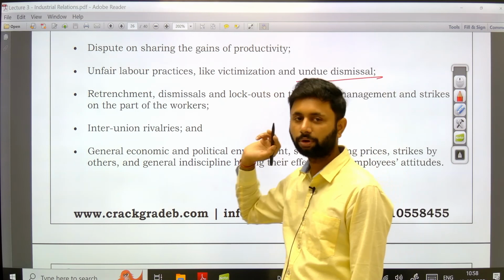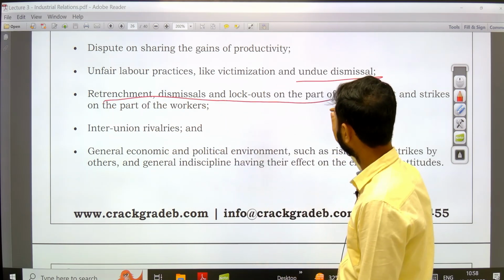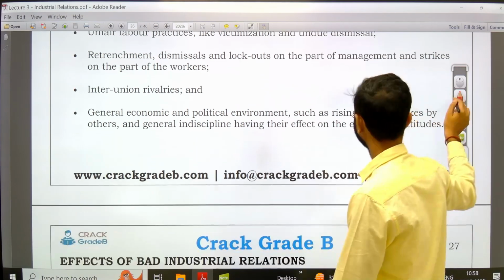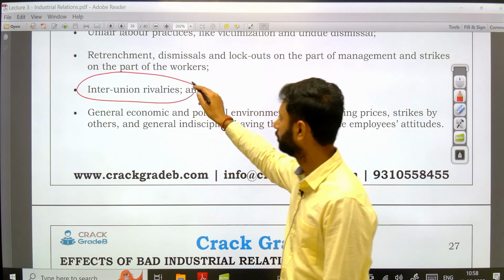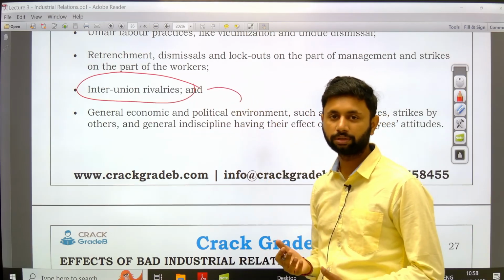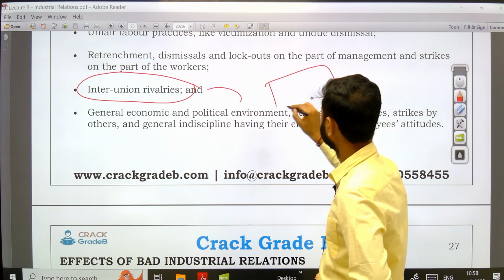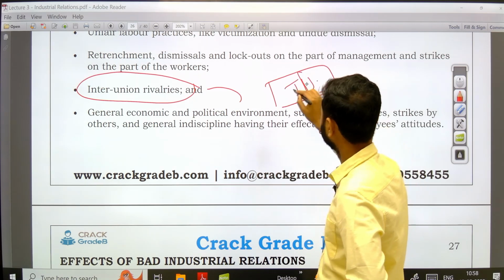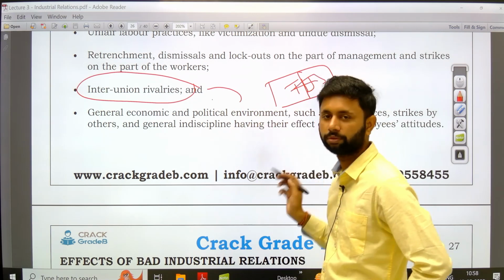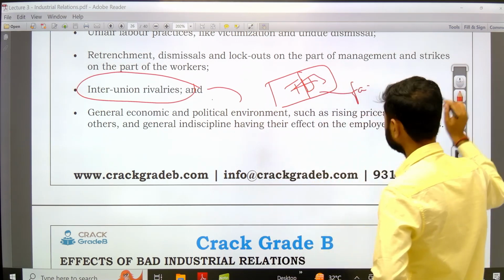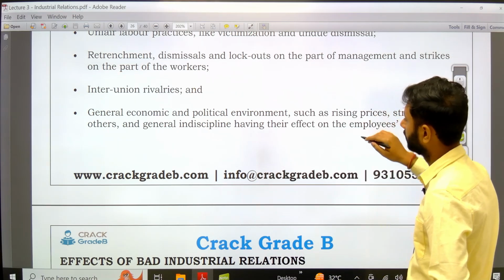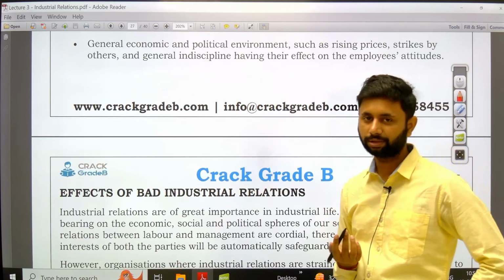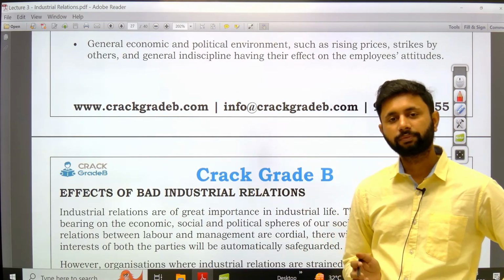Undue dismissal, we've talked about retrenchment, dismissals, lockouts on the part of management and strikes on the part of workers. Inter-union rivalries: because of the growth of unions, what management usually does is, within one trade union they make another faction and make both fight in order to secure their interests. General economic and political environment such as rising prices, strikes by others. So the domestic and international environment, the impacts of which we've already discussed earlier.